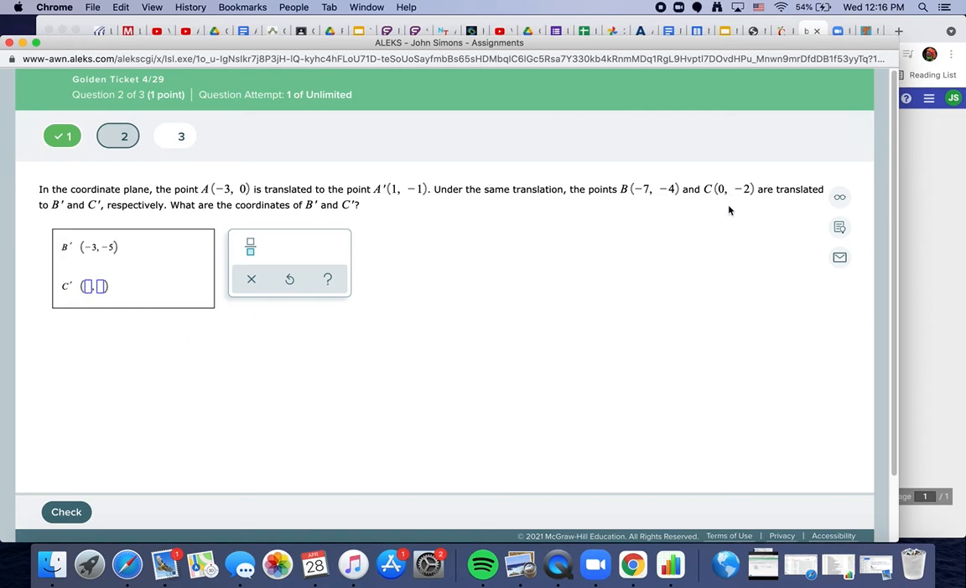Let's try this one. C. This should be pretty easy. We're going over to the right 4 units. So over to the right 4 units from 0 is 4. Wonderful. And then if we go down 1 from -2, that just puts us at -3.